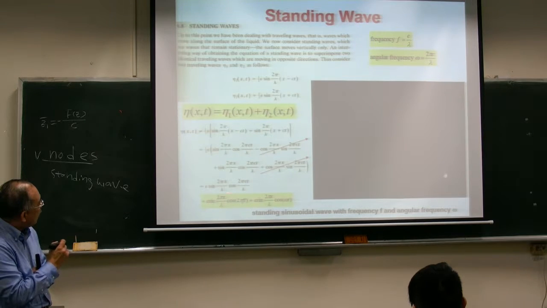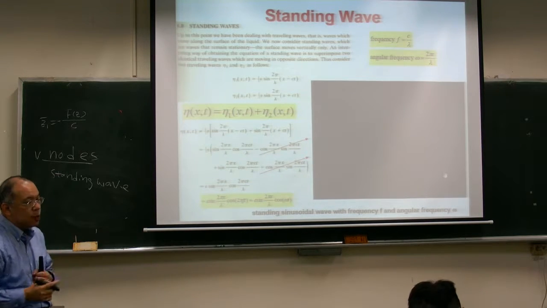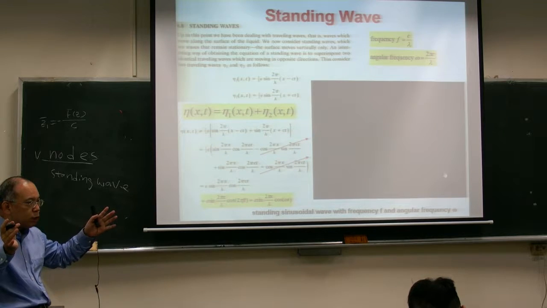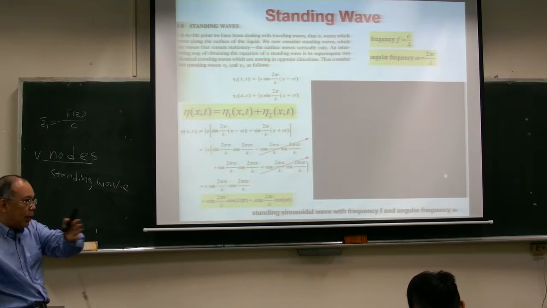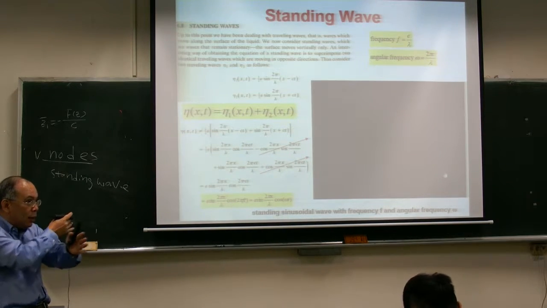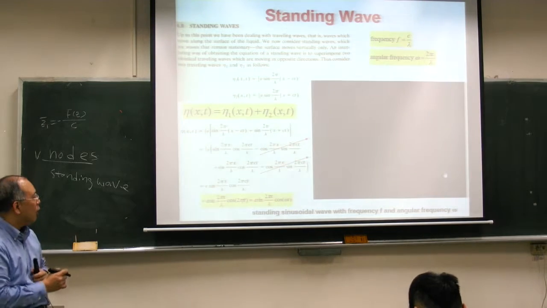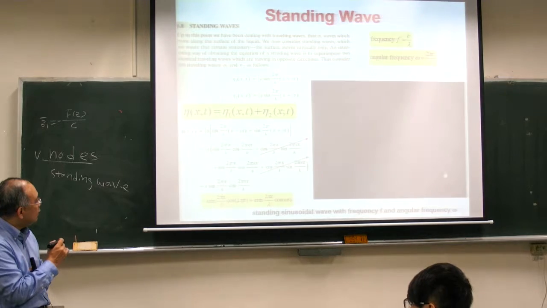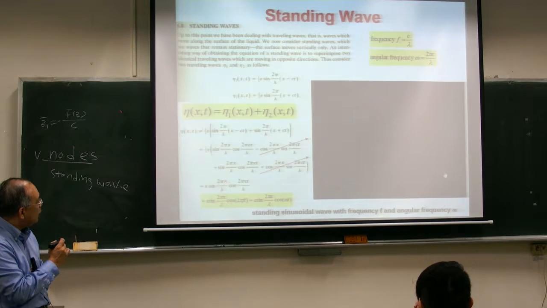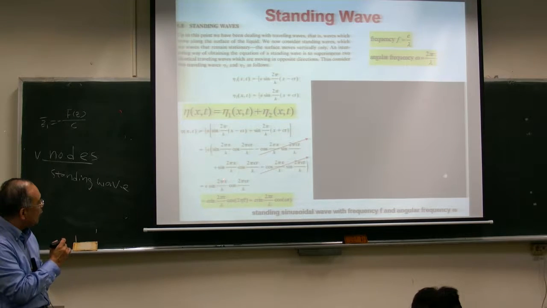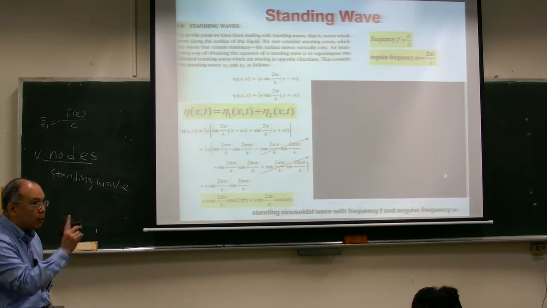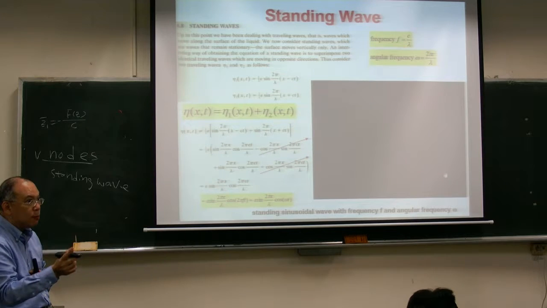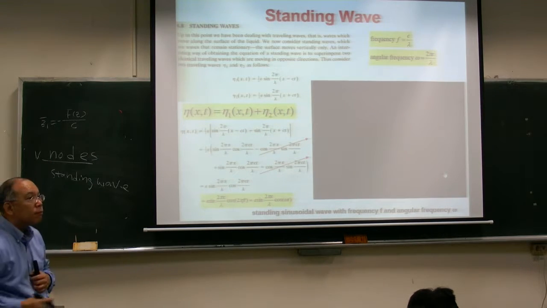So this is how we compose the standing wave by using two traveling waves, one traveling to the left, one traveling to the right, and then superimposing them together. You can get this function, and this function gives us, at a certain x, if this number equals 0, that means there is no amplitude. That's our node, right?